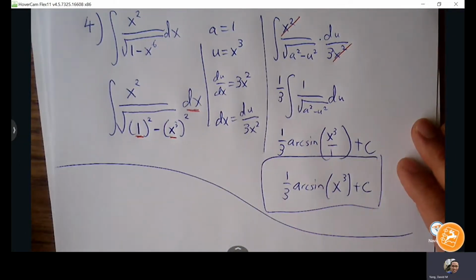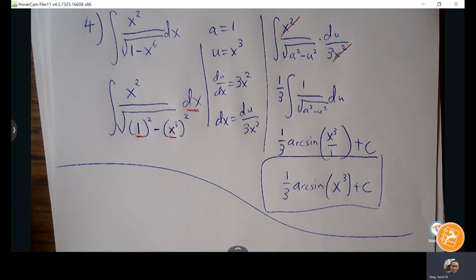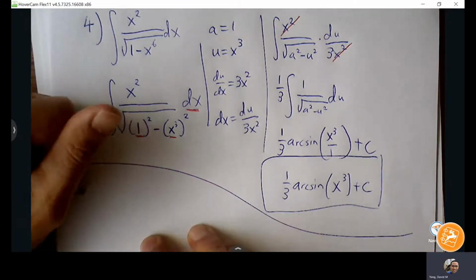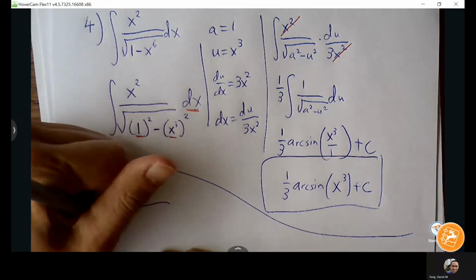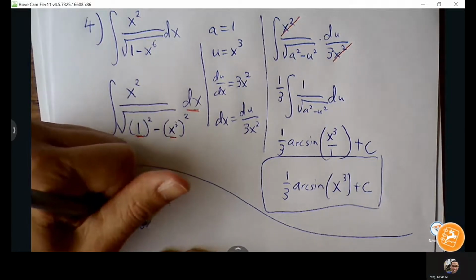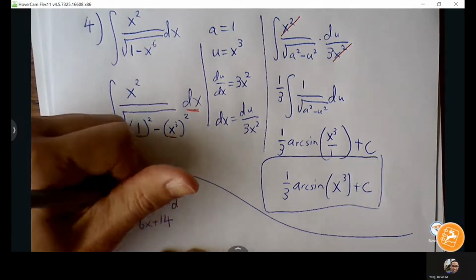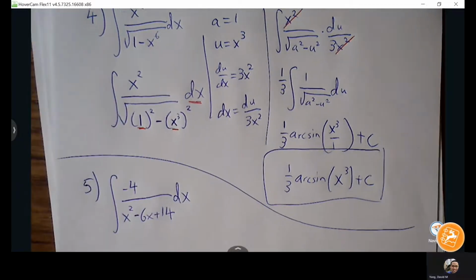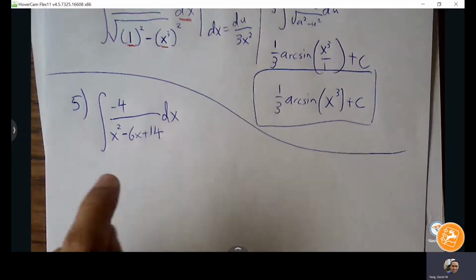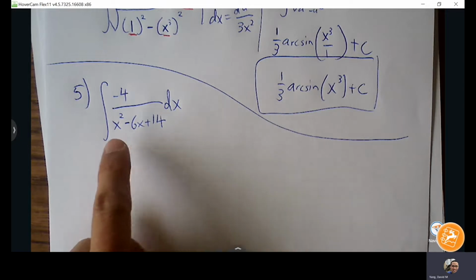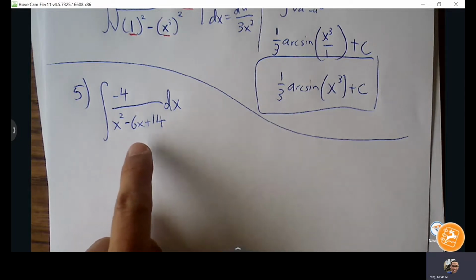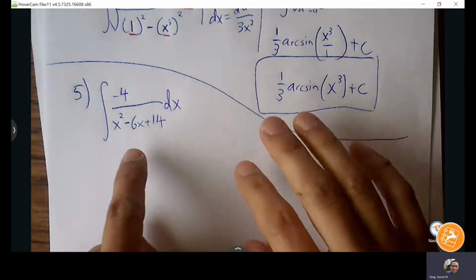Okay, number 5. Okay, so let's take a look at number 5. We go down our checklist. Too many terms in the denominator. We're not going to be able to do power rule. We can't split up into individual fractions.